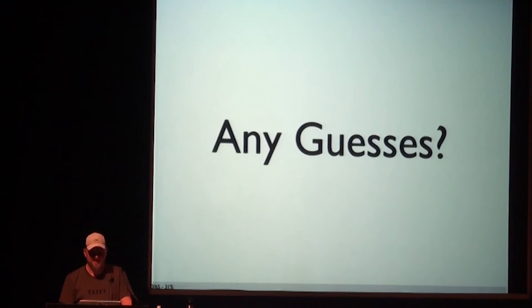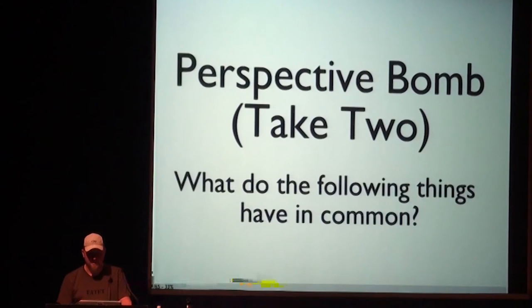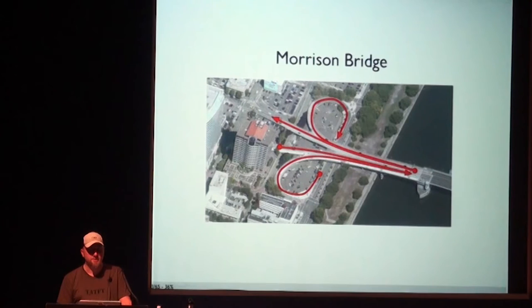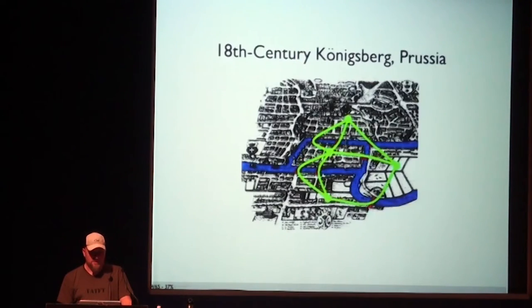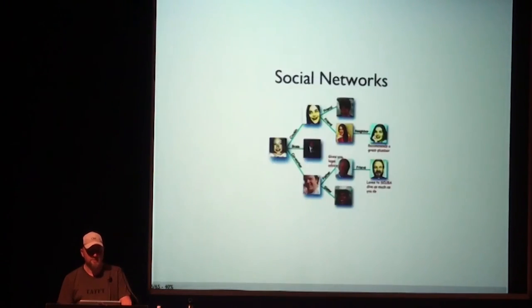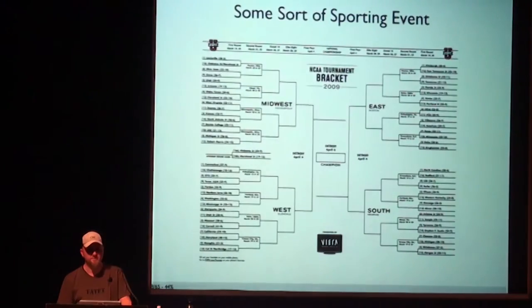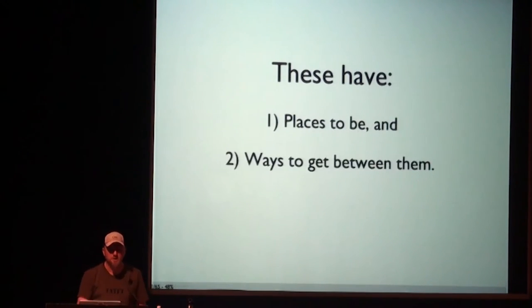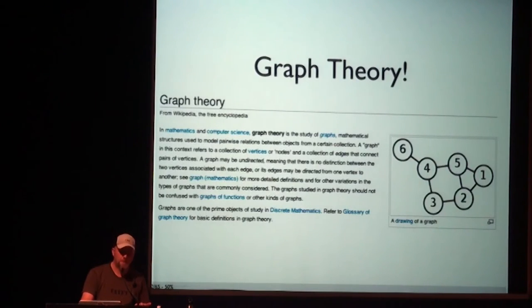So what do these things have in common? I decided to run through these slides again with some helpful graphics overlaid on them. Here's my neighborhood again. Here is the Morrison Bridge, Königsberg, Prussia, family tree, social networks, World According to Facebook, sporting event, Visual Thesaurus. The things that these have in common are, one, that they all have places to be, and two, they have ways to get between them. For anybody who's not had a computer science degree, we call that graph theory.